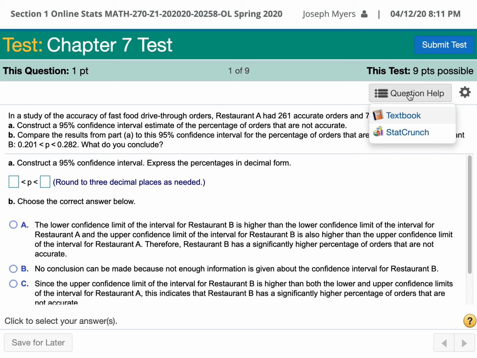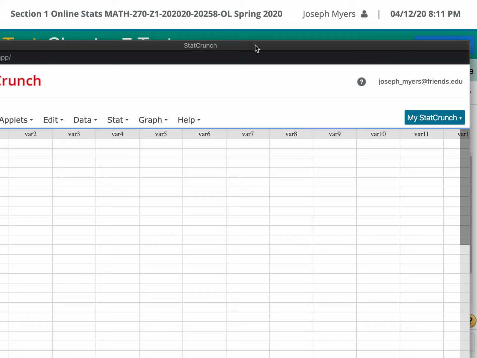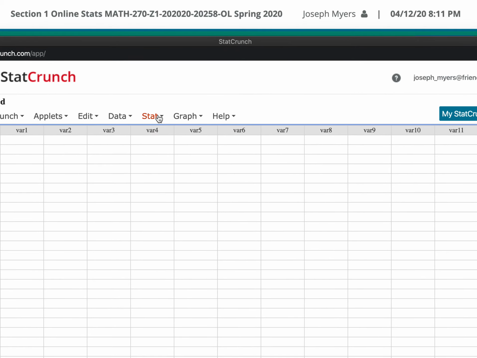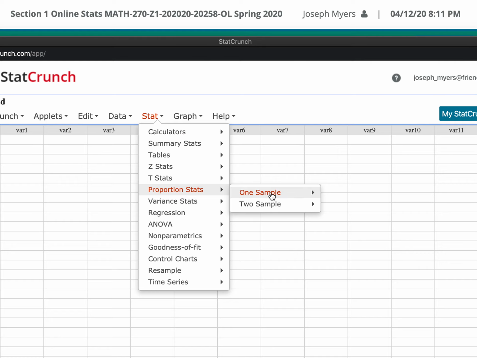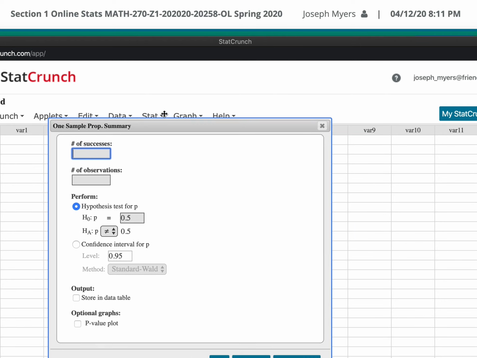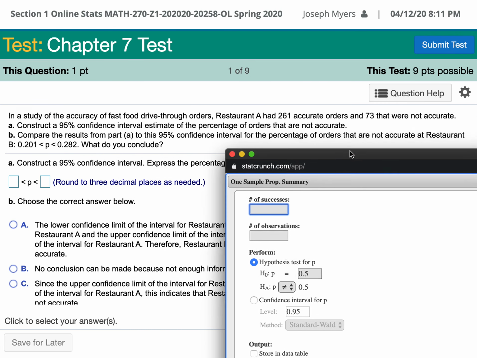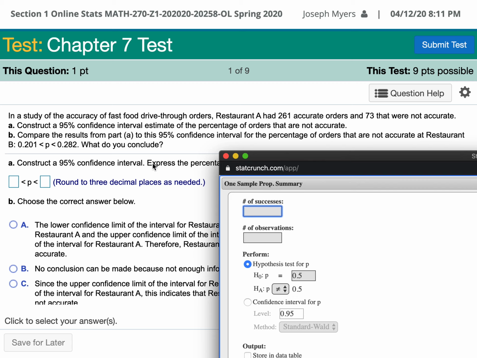So you're going to click on Question Help and open the StatCrunch program, and then you're going to go to Stats, Proportion Stats, One Sample with Summary, and then you're going to look at those numbers. Okay, so you're wanting to make a confidence interval of the percent of orders that are not accurate. So this means that the ones that are not accurate are counted as successes. So there's 73 successes in this sample, 73.